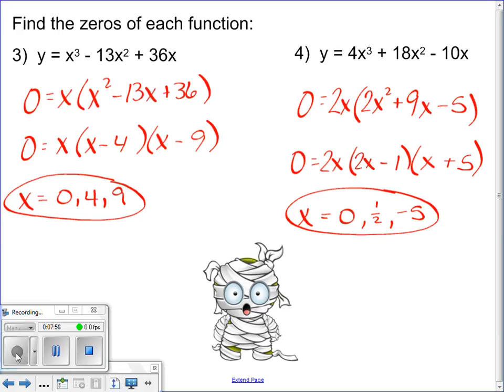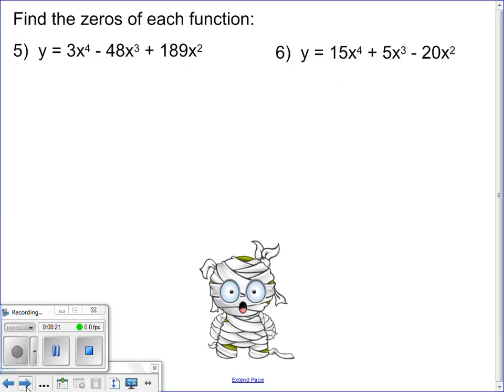Well, it worked out. It was still 0. When you set 2x equal to 0, it's still 0. So don't panic, you did it right. Yes. If you pulled out an x, yeah. Yep.